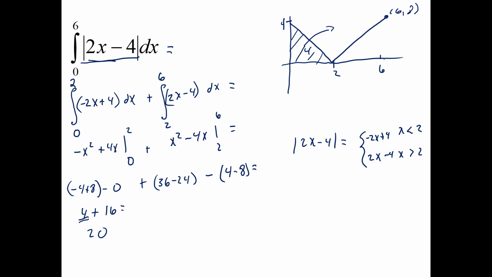For the second triangle, the base is 4. The height is 8. 4 times 8 is 32, divided by 2 is 16. So that's this area right here, and that's this 16. And so then your area is 4 plus 16, which is 20. A lot easier.